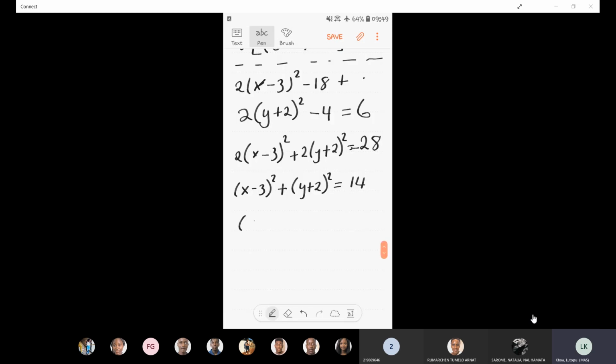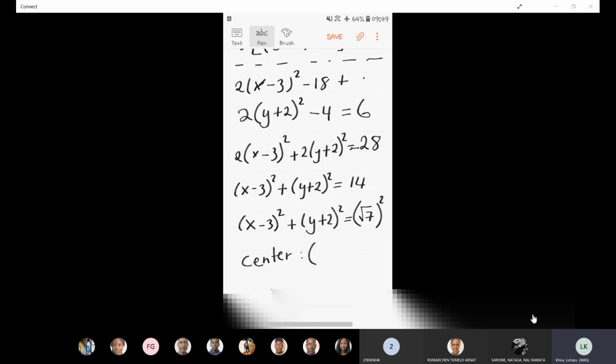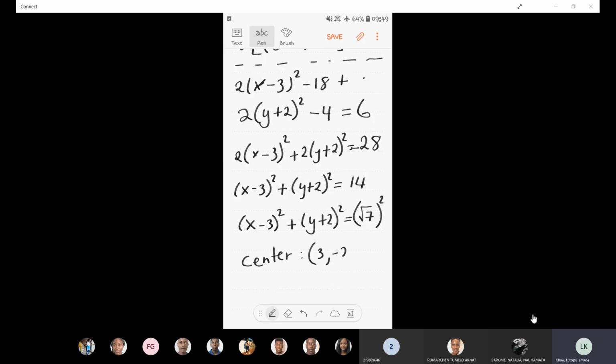Anyway, so here I would have to write it like this. Plus y plus 2 squared, and this is equal to the square root of 7, squared. So the center will be 3 and then negative 2.